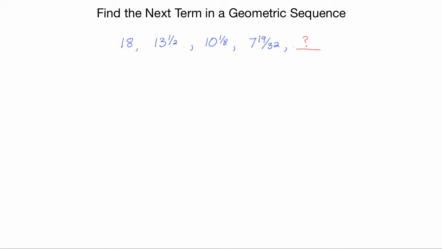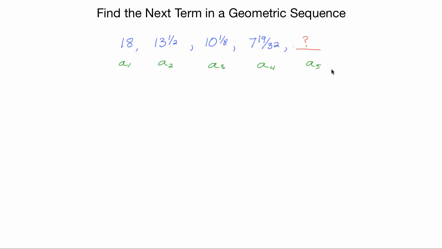So here we go. We've got a sequence here. I chose one with some fractions because that'll make it kind of fun. In my sequence, the first term, A1, is 18. The next term is 13 and a half. The next term is 10 and an eighth. The next term, the fourth term, is 7 and 19/32. And I want to find out, well, what is the fifth term of this sequence?